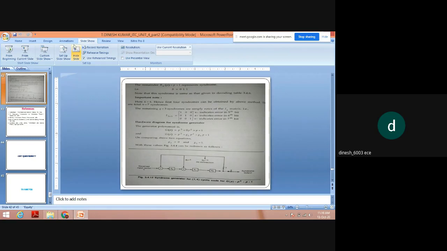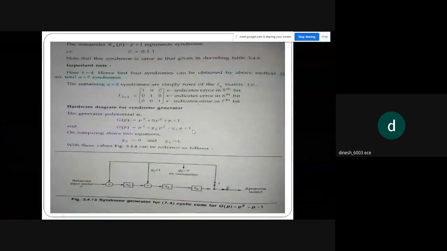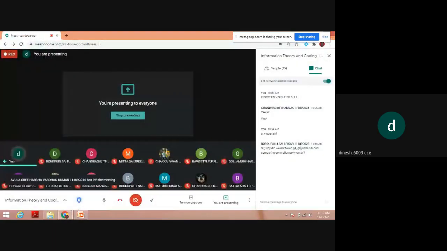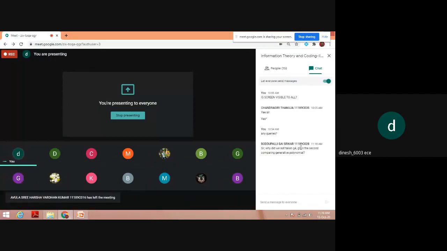See the generalized formula on comparison. G naught, we don't have G naught at all. If you check the diagram, we don't have G naught. We'll have only G1 and G2. So that is why G naught is not compared or not taken.